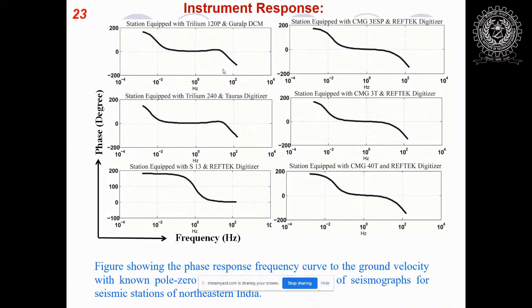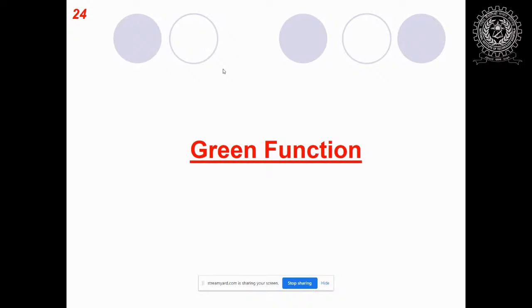And this is another response graph, known as the phase response graph, which is a ratio between the output phase and the input, and is also derived from poles and zeros. The phase response of a seismometer is important because the recording of a seismogram is extremely sensitive to changes in phase. Now, what is Green's function?